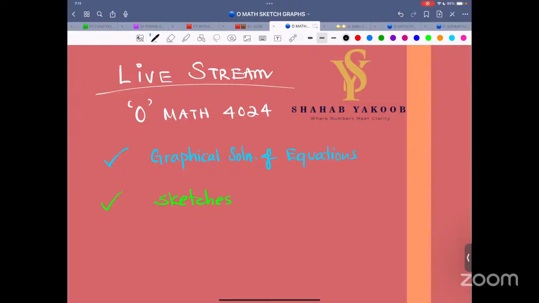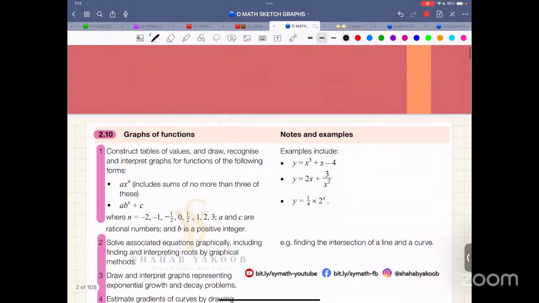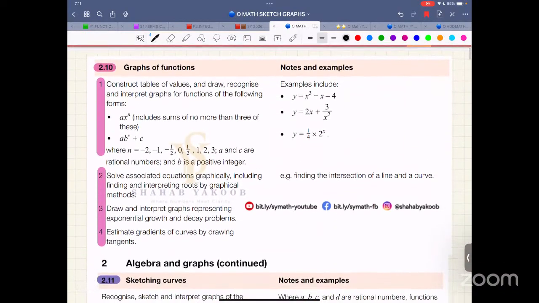And then we are starting with this live stream of O-level maths. And the focus is on graphical solution of equations. So let's get started. First of all, when you look at the new syllabus, it started from last year.